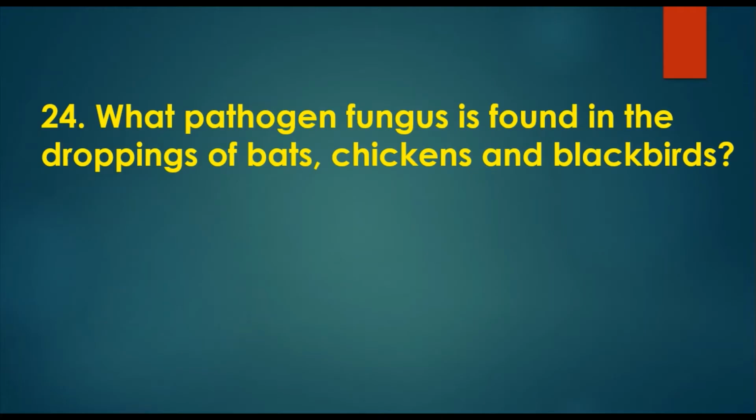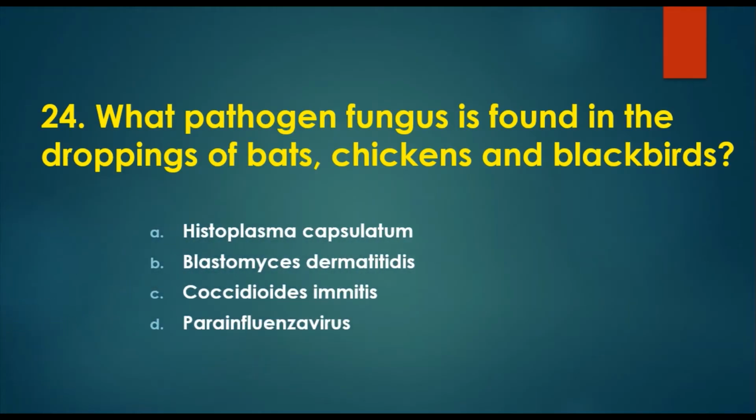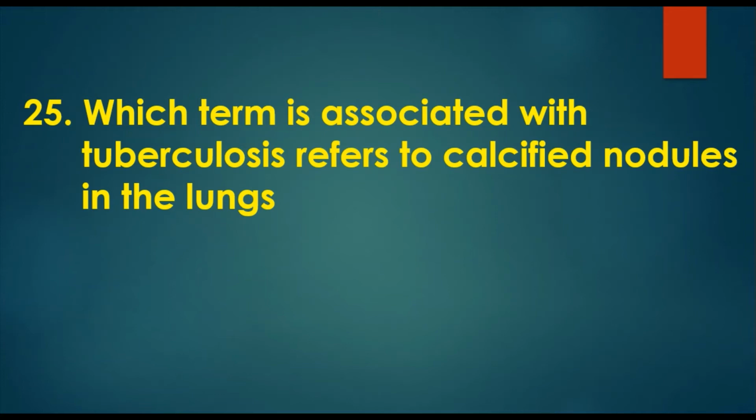24. What pathogenic fungus is found in the droppings of bats, chickens and blackbirds? Options are A, Histoplasma capsulatum; B, Blastomyces dermatitidis; C, Coccidioides immitis; D, parainfluenza virus. So here the right option is Histoplasma capsulatum. So Histoplasma capsulatum is the right answer for this one.